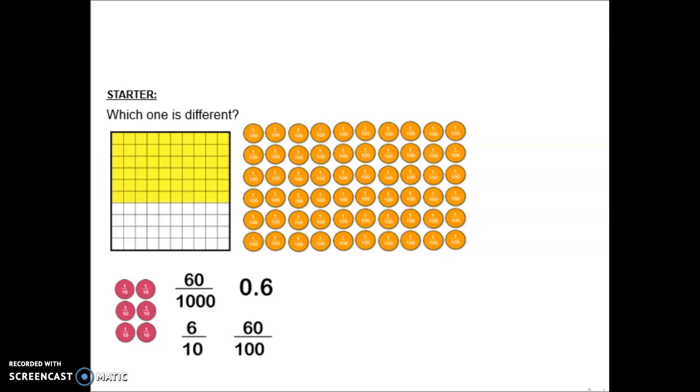Everyone, maths now for Friday. So we've been looking at fractions, decimals. We're going to have a little starter by seeing if you can notice which one is different. So you've got a grid, you've got some counters, you've got some more counters, and you've got three different fractions and one decimal. Out of all of these, which one is different? Can you pause the video and work it out for me, please?